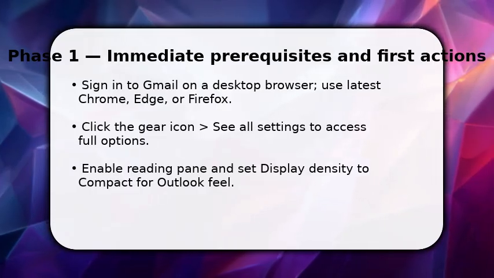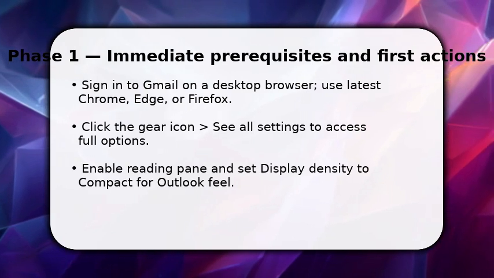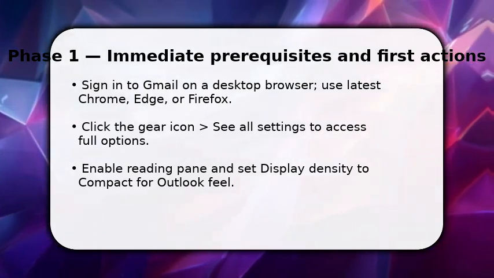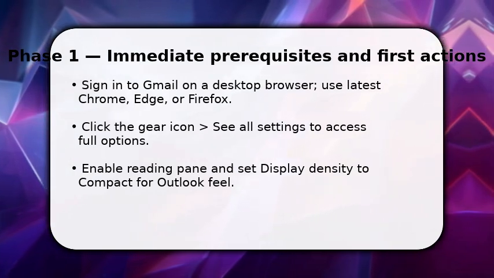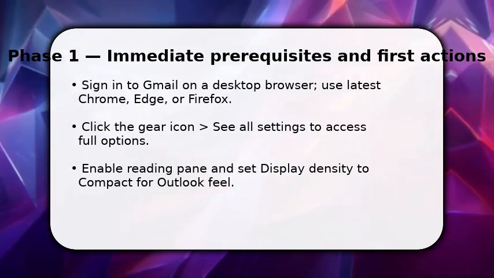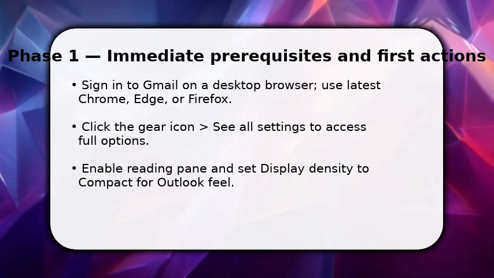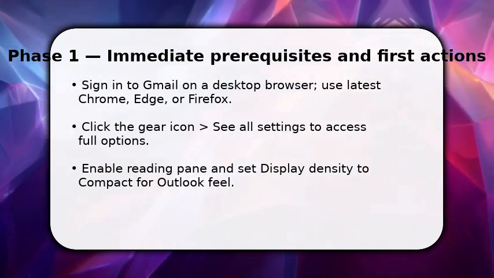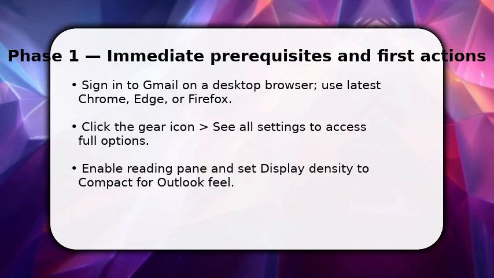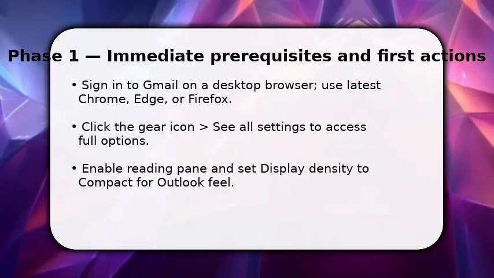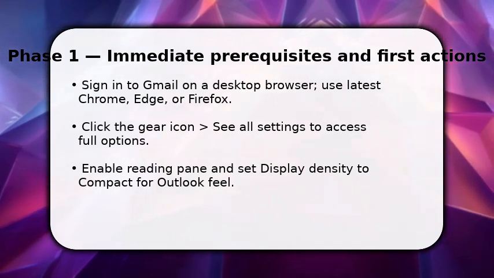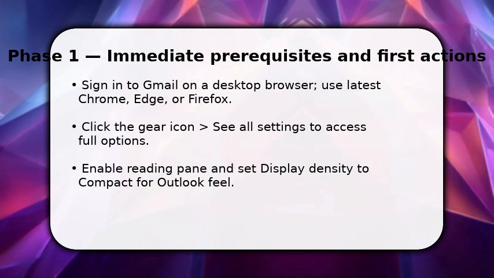You're signed in and ready. Start now. Open Gmail in a desktop browser, click the gear, then see all settings. Once there, go to the Inbox tab and choose an inbox type that fits Outlook's layout. Next, enable the reading pane under Advanced or Inbox settings so messages preview on the right or below. This mimics Outlook. Also set display density to compact to pack messages tighter. Doing these first shapes the interface immediately and makes later steps simpler.